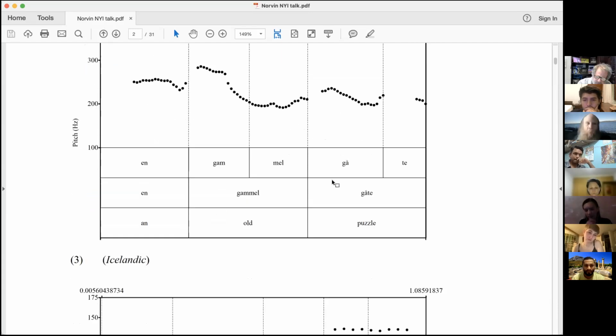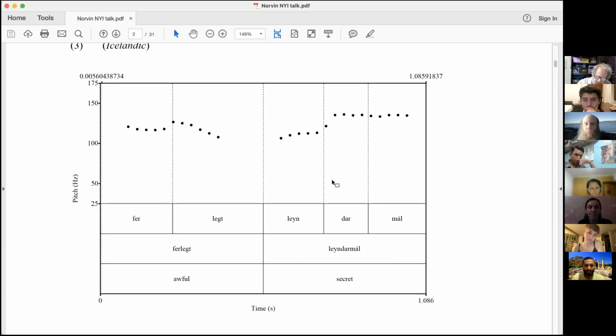Yeah. Here in 3, on the other hand, is a pitch track for an Icelandic noun phrase that means an awful secret. And you can see that awful has its highest point around here, and that secret has its highest point somewhere in here, slightly higher. Yeah. So in Norwegian, the highest point is on the first word. In Icelandic, it's on the second word. That's a parameter.